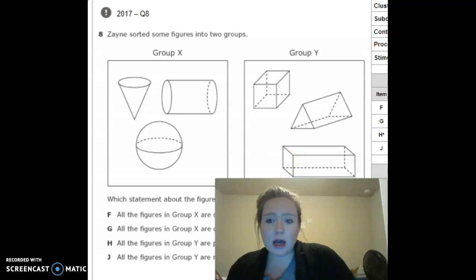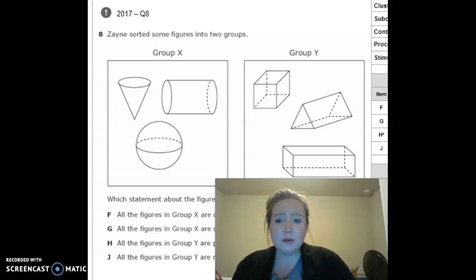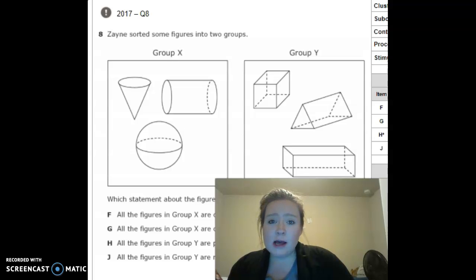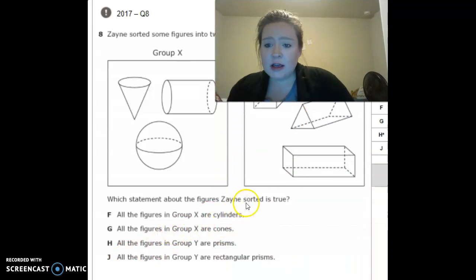And remember, if you're not sure what these shapes are, it's a really good idea to go back to your lessons from earlier this week and review these shapes, okay? Which statement about these figures Zane sorted is true? All of the figures in Group X are cylinders. Well, this is not a cylinder, this is a cone, and this is a sphere. So this is not a true statement. So I'm going to mark that one out, okay?